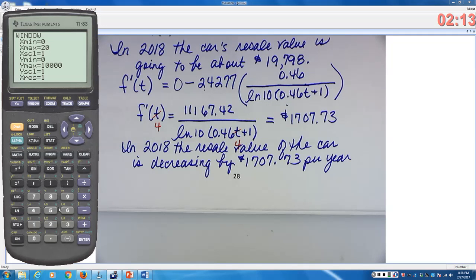I'm increasing x because I want you to see that eventually the car becomes pretty much valueless. And eventually it has a negative value. But you can see that its resale value is decreasing all the time. But the slope of this function is always going to be decreasing. Okay?